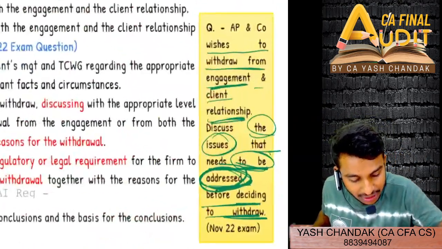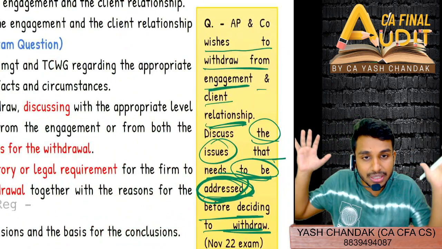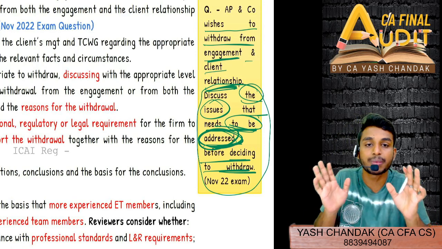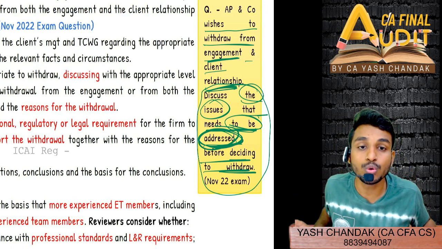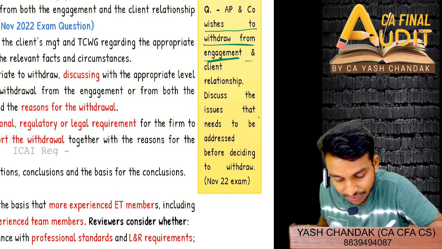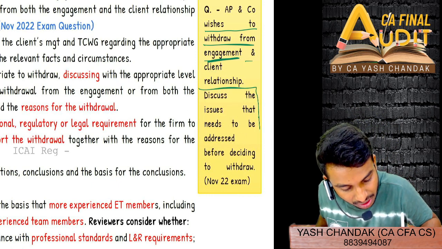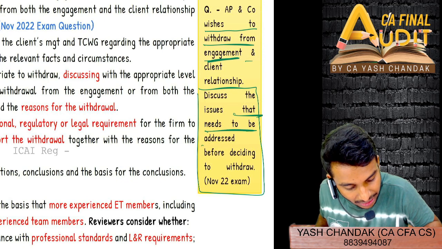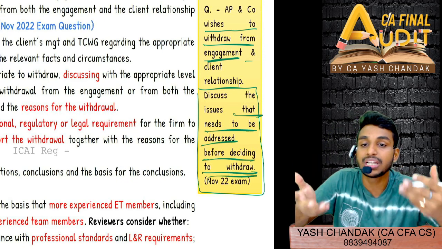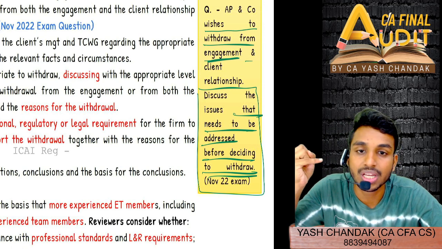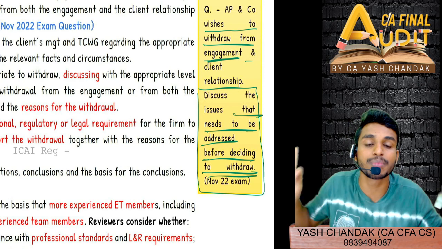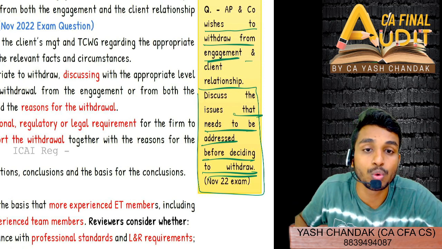They will give you everything, Mahabharat, Ramayana, everything will be framed in the question. In the end I will be including only that particular part of the question which is relevant to the identification of the answer. The relevant part for identifying the answer was this: discuss the issues that need to be addressed before deciding to withdraw. And here you will not be able to identify whether this is coming from SA 220, SA 240, or SQC 1, because nothing was mentioned about which standard you have to answer from.